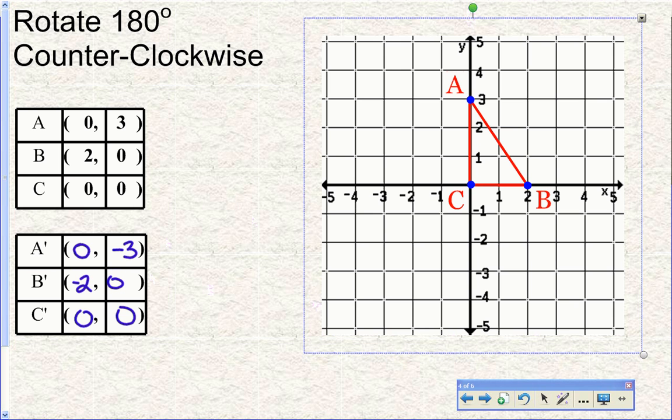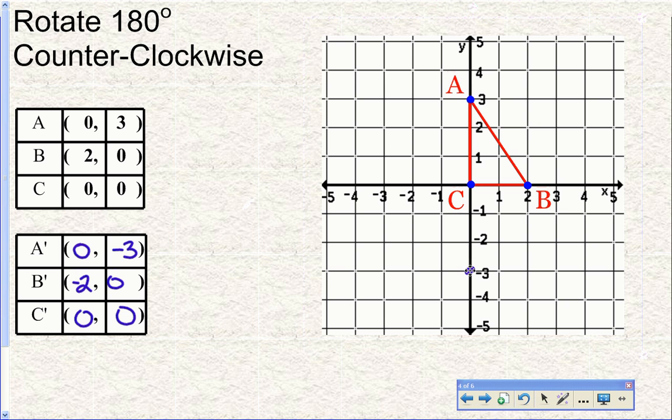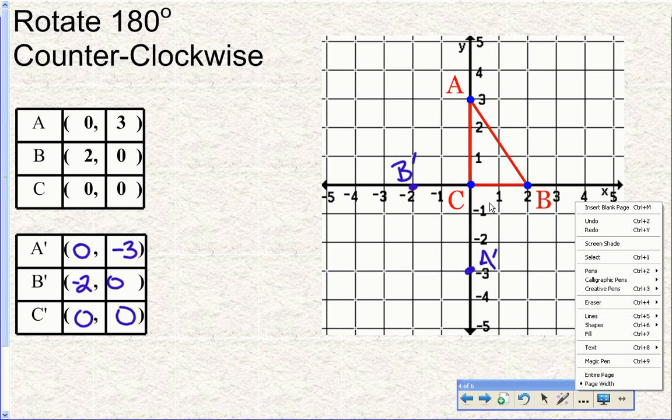So we said A prime is at 0, -3. So that's here. That's A prime. B prime is at -2, 0. So that's here. And C prime is at 0, 0 still. And now I connect the dots.